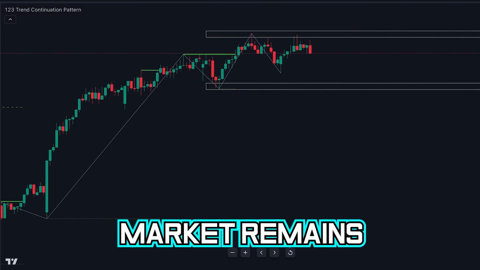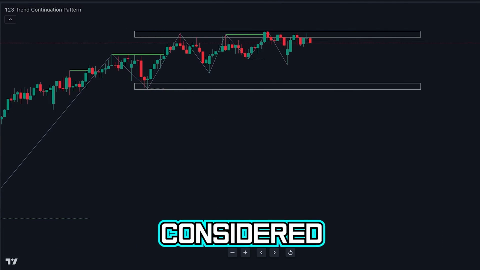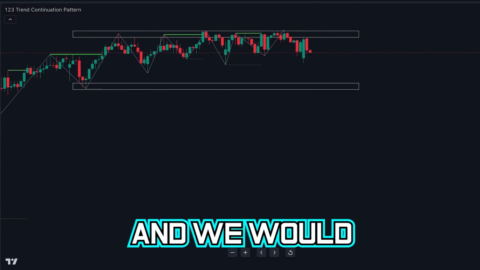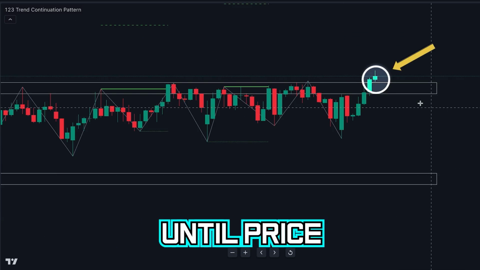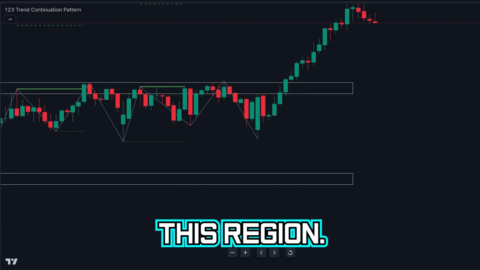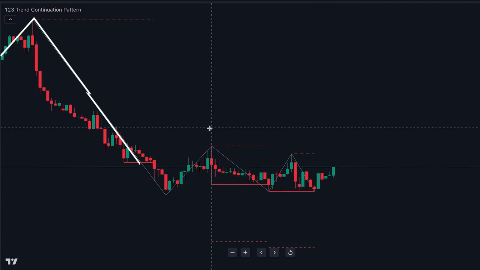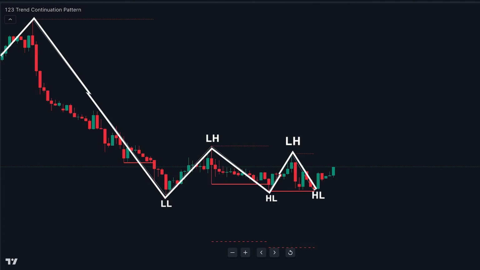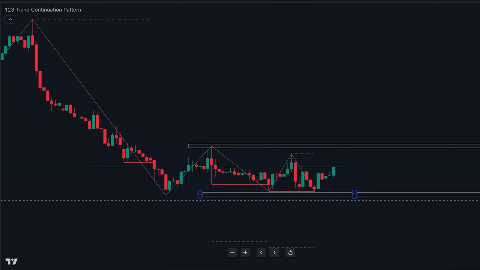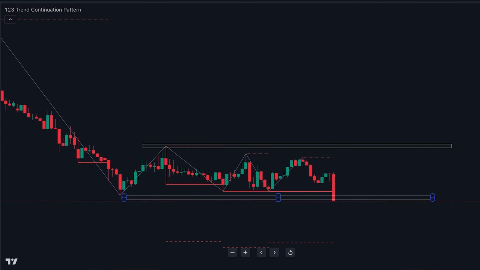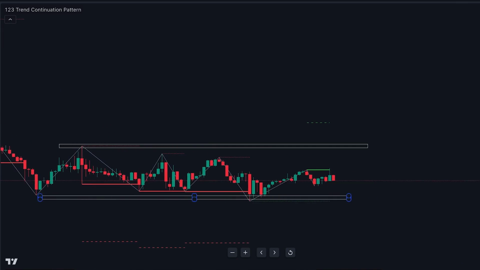As long as the market remains within this region, this would be considered a consolidating market, and we would not execute any trades until price breaks out of this region. Here is another example. Here we can see that the market is no longer making lower lows and has started to consolidate. We can draw a line between these two levels. We will wait for a breakout before seeking an entry.